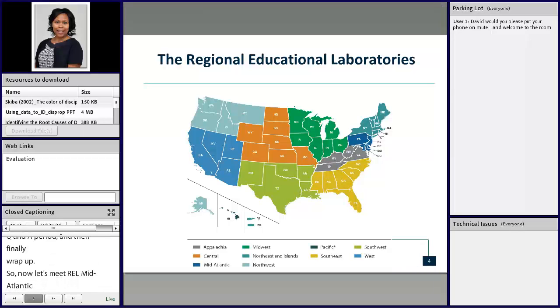So now let's meet RAL Mid-Atlantic. For those of you who don't know, RAL Mid-Atlantic is one of 10 regional educational laboratories throughout the nation. We are funded by the Institute of Education Sciences, which is the research arm of the U.S. Department of Education. Our particular service region includes New Jersey, Pennsylvania, Delaware, Maryland, and the District of Columbia. For those of you who are participating from states that I did not mention, trust that you do have a RAL that serves you in your region.